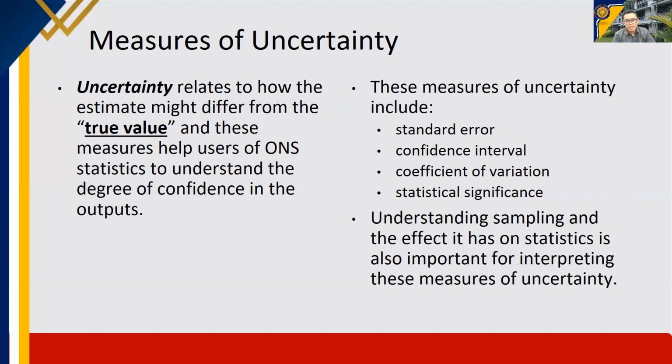Okay, using a sample means that our statistics are usually accompanied by measures of uncertainty. So these measures of uncertainty include the standard error, the confidence interval, the coefficient of variation, and statistical significance. Understanding the sampling and the effect it has on statistics is also important for interpreting these measures of uncertainty.